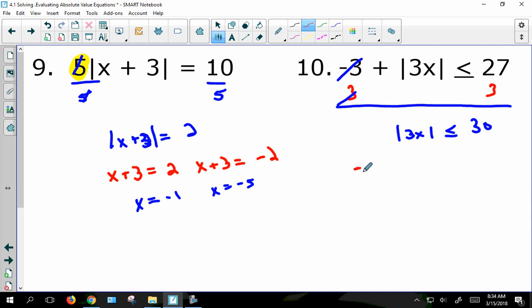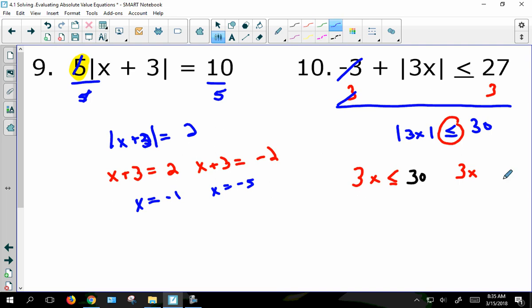So I take the 3x out of the absolute value, okay? I know I need to do that twice. So the first thing I'm going to do is keep my inequality the same. It's going to be less than or equal to, what am I going to make it less than or equal to, kids? 30. If it faces the same way, it's the same number.